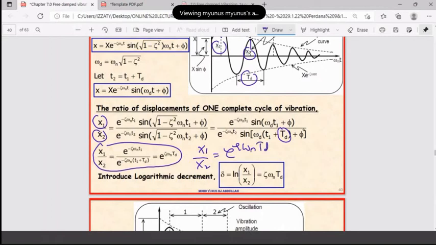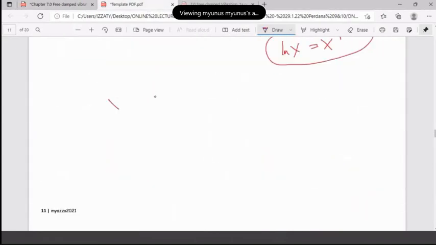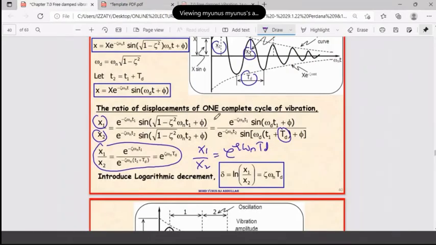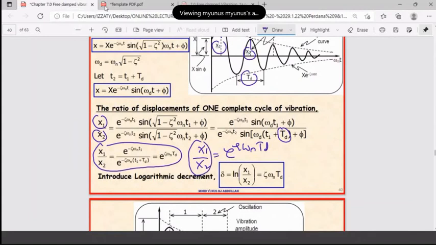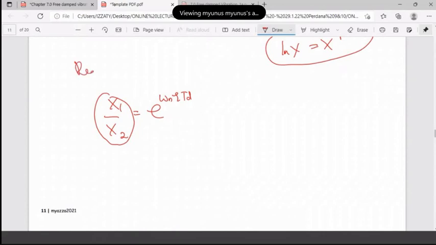This is very, very important. I take this one and put it here in my x1 by x2. x1 by x2 is equal to, just now, what? Anyone can remember? I just want to check whether you are still with me. So anyone can read? Exponent zeta omega n TD, isn't it? I want you to pronounce this one. Exponent zeta omega n TD. Now remember, this one is the reduction of amplitude. This one is also the reduction of amplitudes, the reduction of vibration amplitude, to be precise.